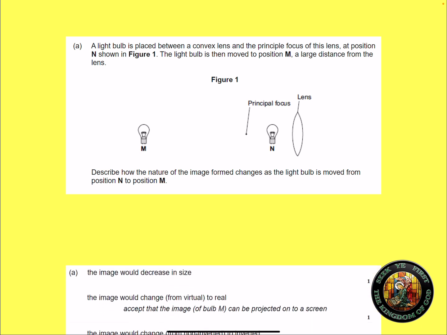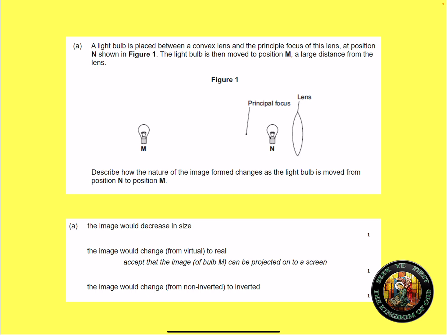And here we go. So it's worth 3 marks. The image would decrease in size. The image would change to real. And the image would change to inverted. Worth 3 marks.